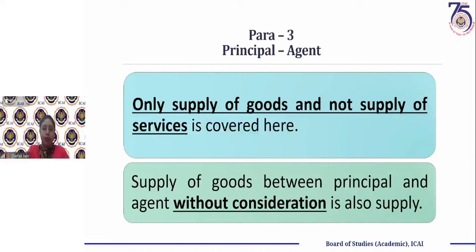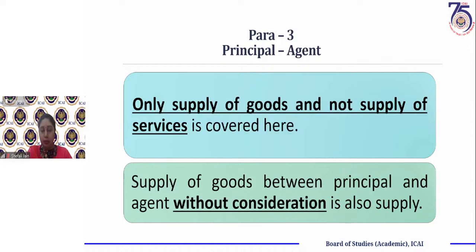Second thing is that by virtue of para 3, if any goods are supplied by principal to agent, obviously he will not charge anything from the agent. But by virtue of this para 3, this activity shall be deemed as supply.